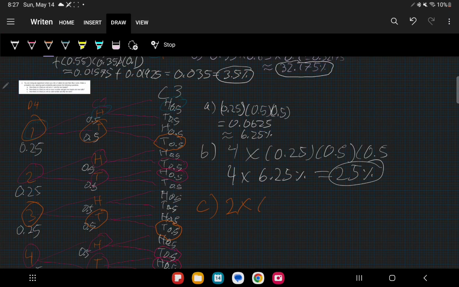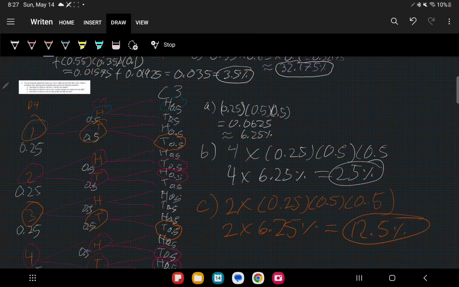Now we go through, same process. We have 2 times the amount of any of the events happening. So 0.25 times 0.5 times 0.5. Fix that. 0.5. So that's the same as 2 times 6.25. And we do that again, 6.25 times 2. And that is 1/8 or 12.5%.